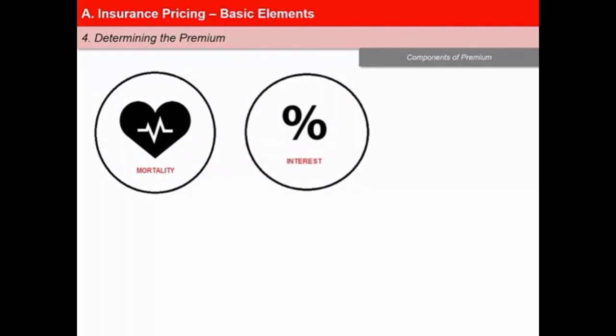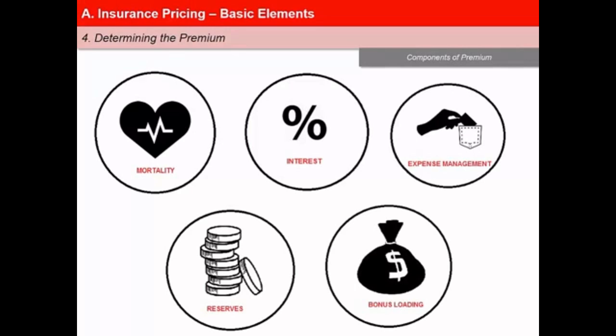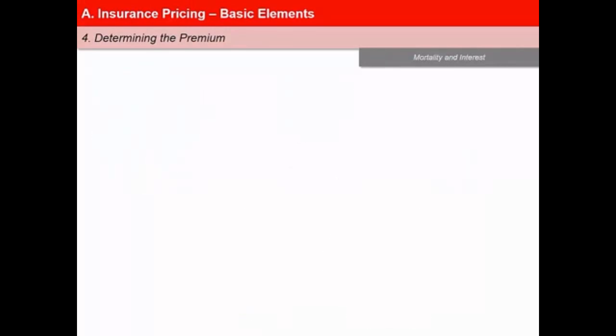Let us now examine how life insurers arrive at the rates that are presented in the premium tables. The process of setting the premium considers the following elements: mortality, interest, expenses of management, reserves, and bonus loading. Let us begin by understanding mortality and interest.